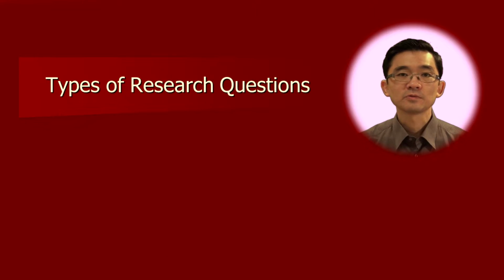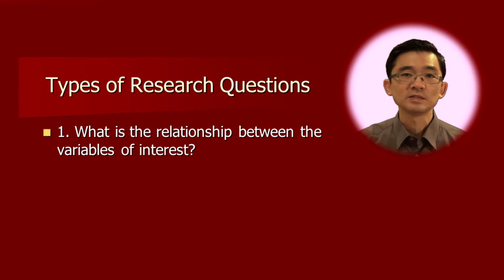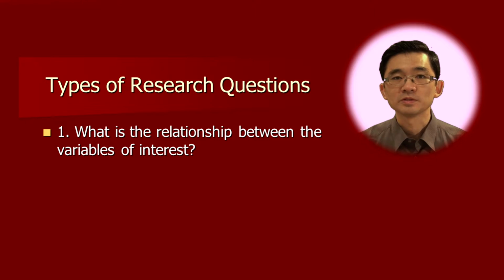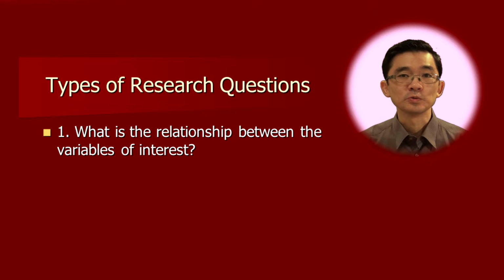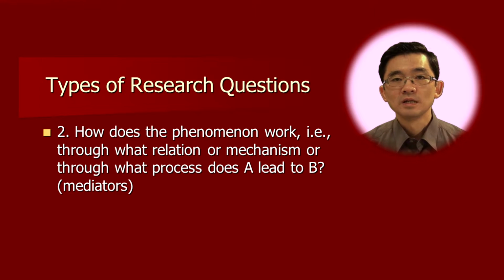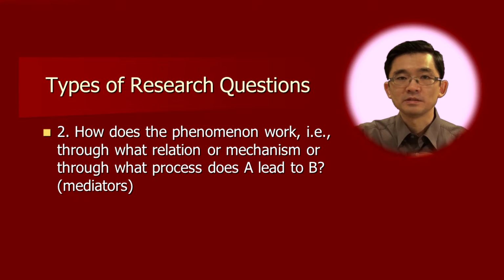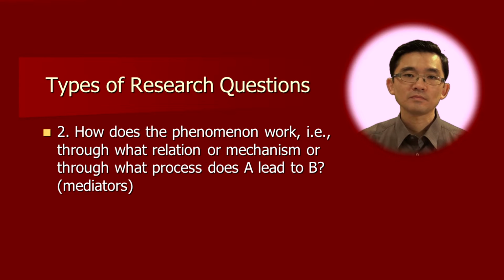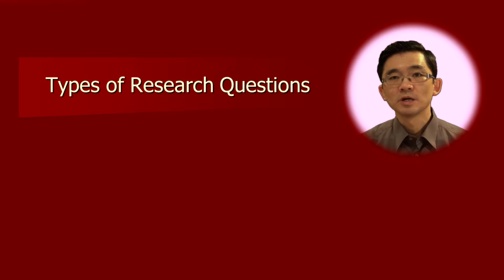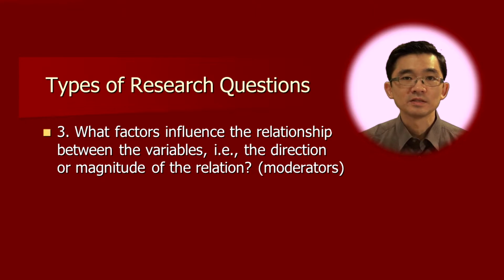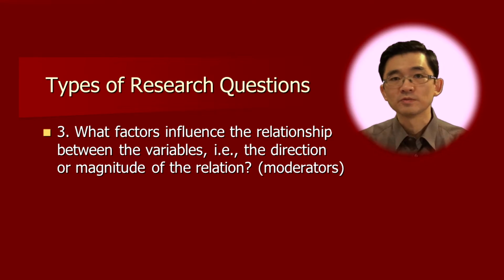So the first research question that we are used to is, what is the relationship between variables of interest? But today I would like to introduce to you two different kinds of research questions. So a second research question is, how does the phenomenon work? Through what mechanism does A lead to B? Through what mechanism does playing violent video games lead to aggression? This is the mediation type of research question. Third, we want to look at moderating relationships.